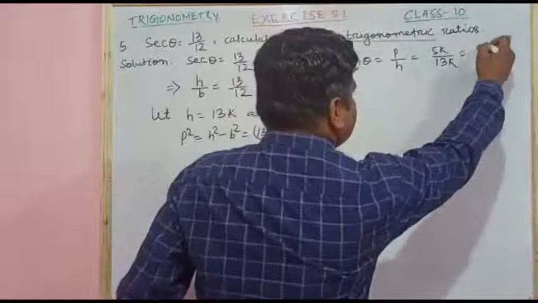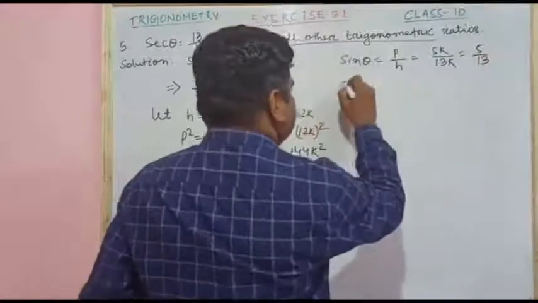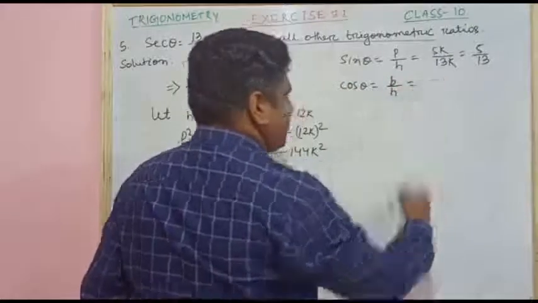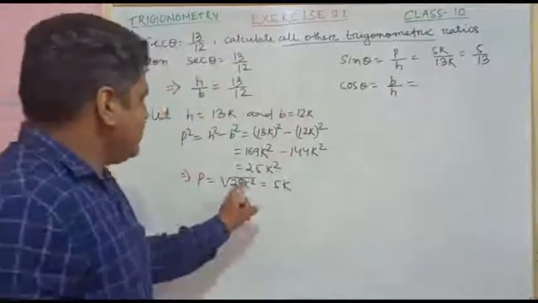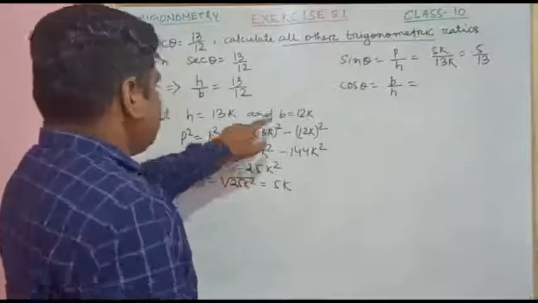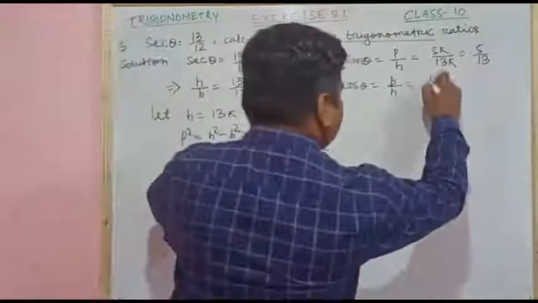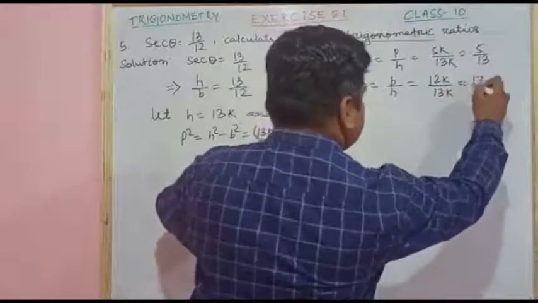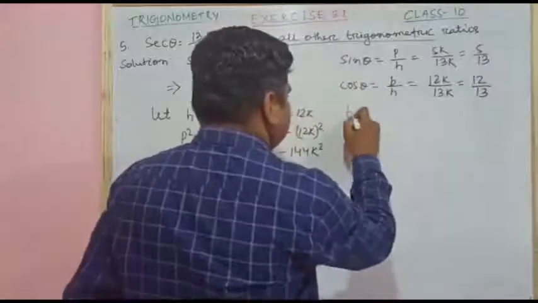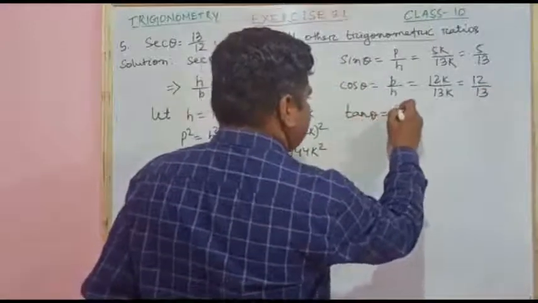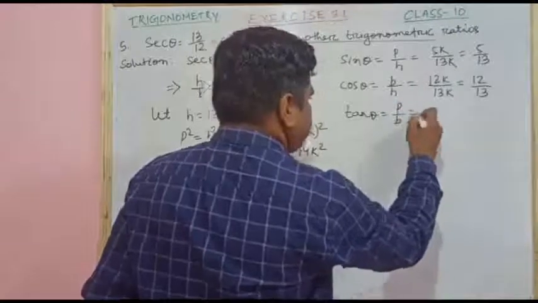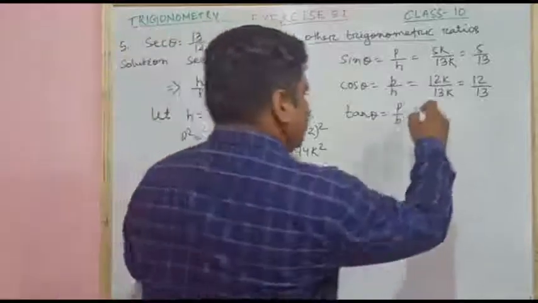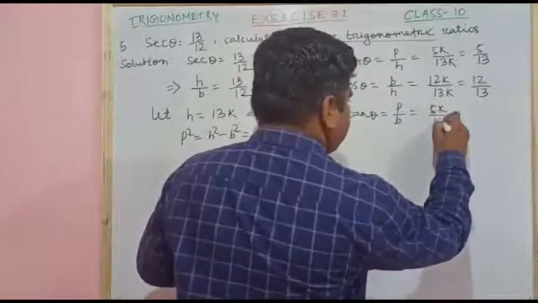K and K cancel, it will be 5 by 13. Cos theta equal to, we know that it is the ratio of base and hypotenuse, it is B by H. In place of B we will write 12K and in place of H we will write 13K. K and K cancel, it will be 12 by 13. Tan theta is the ratio of perpendicular and base, it is P by B. In place of P we will write 5K and in place of B we will write 12K.